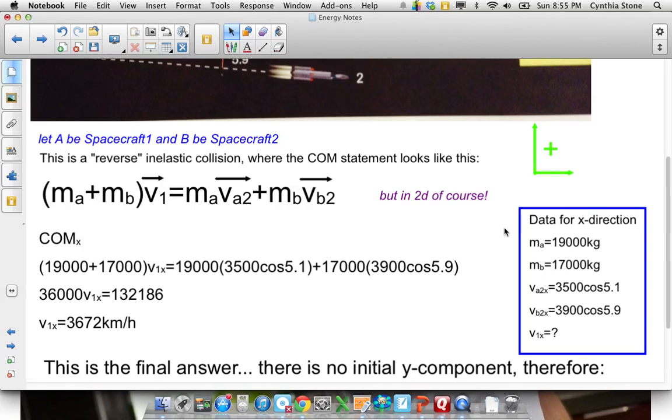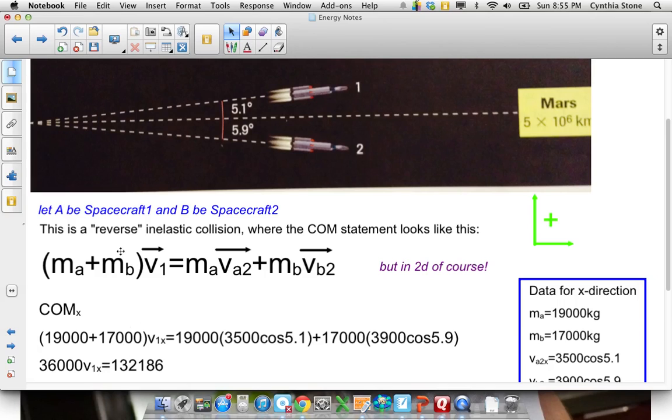So sub in the numbers, and there's my initial velocity of the combined spaceship that were stuck together in the x direction. Oh, yeah, look at that. There was no initial y component, right? Almost by definition of the question.